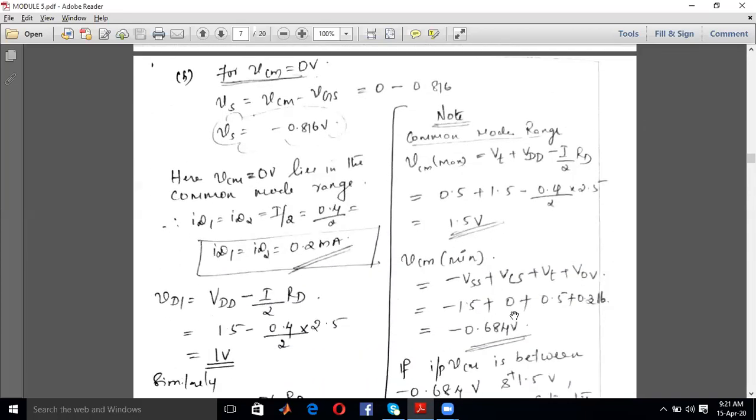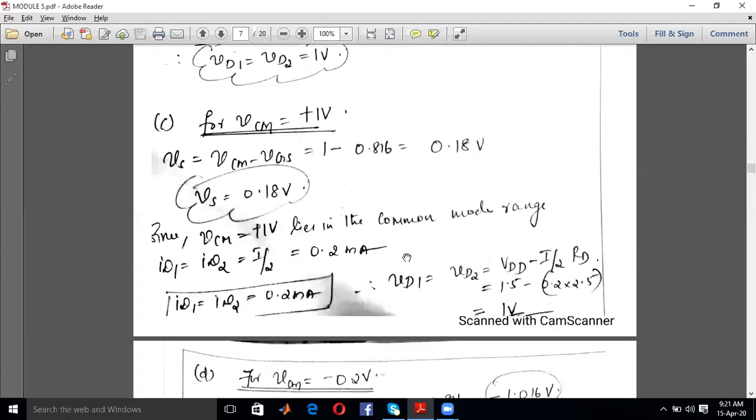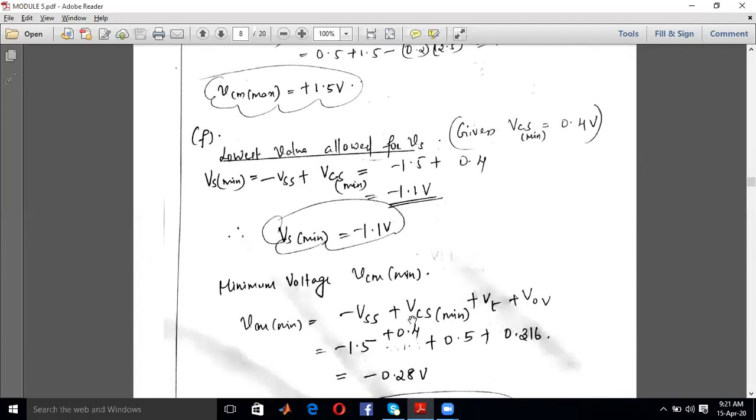In the previous four analyses, you have considered all these inputs. You have checked all those inputs to see whether they are within the common mode range or not. So while calculating that analysis, what you have taken is 0 for VCS. Okay, but in the sixth part of this question, you are going to take the VCS value as 0.4. So first of all, you will have to find out what VCM min is. Okay, VCM minimum is minus VSS plus VCS. How did you get this?